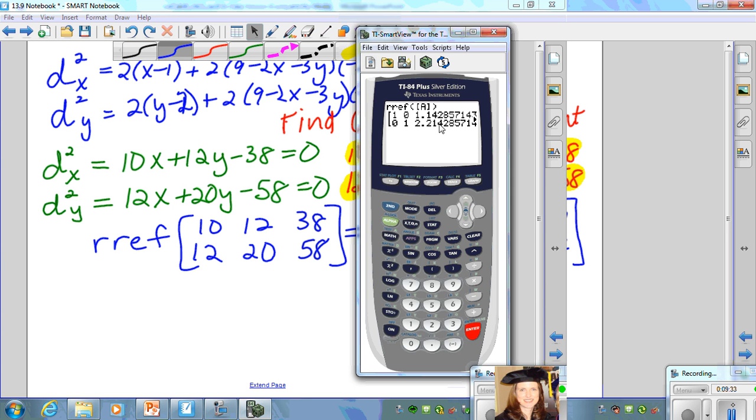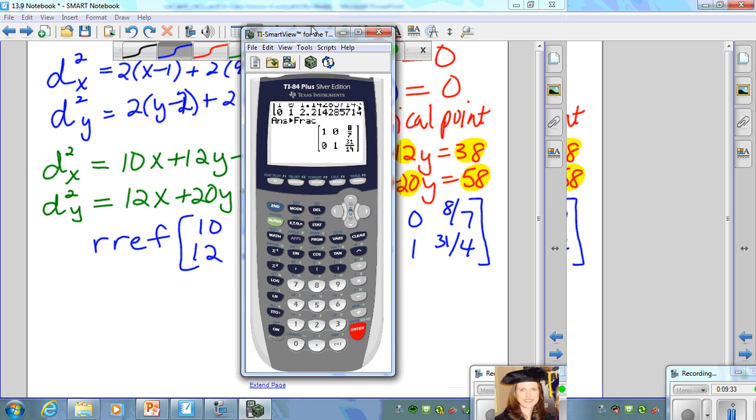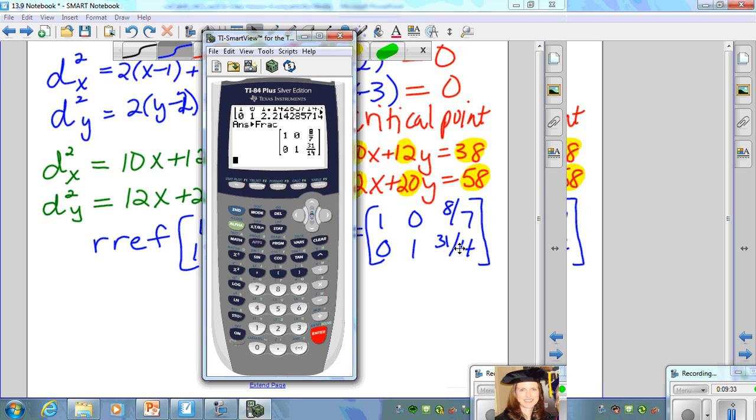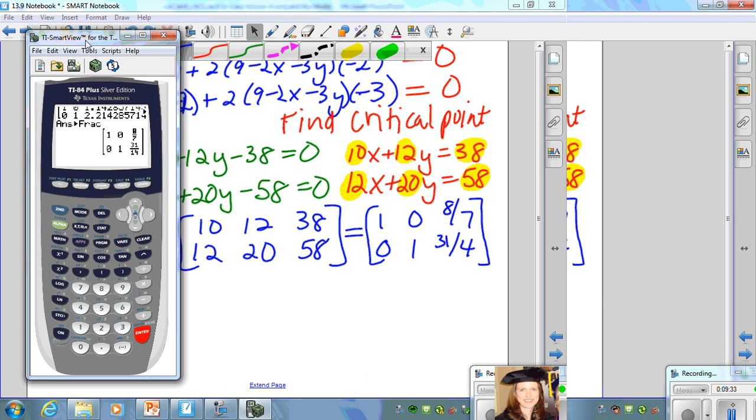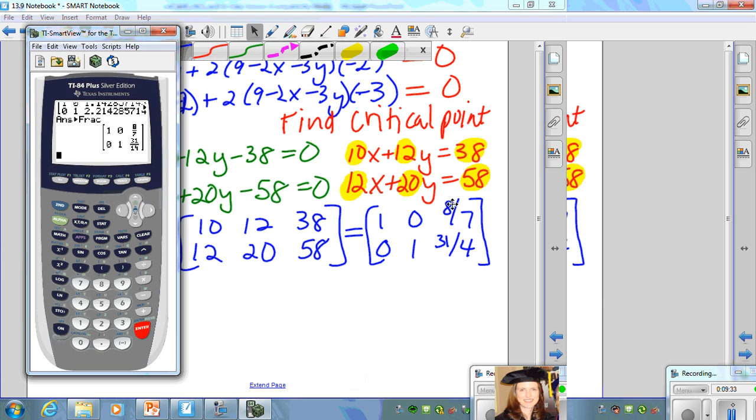We can convert these to fractions by pressing the math button, and then choosing the first option for frac. It'll take the last answer displayed on your screen and convert it to fractions. So that's how I get the 8 over 7 and the 31 over 4 for the solution to the system of equations. So x is equal to 8 over 7 and y is equal to 31 over 4. So that's our critical point for this function of two variables. That's the critical point for d squared.